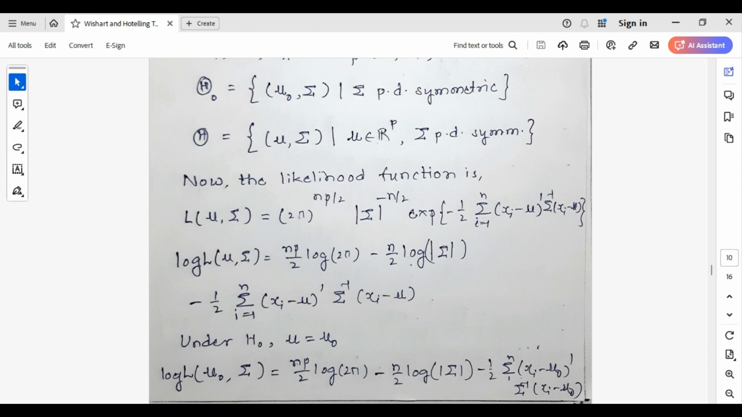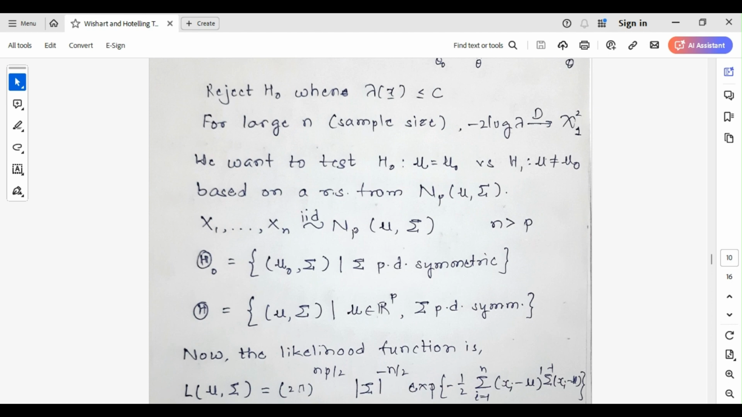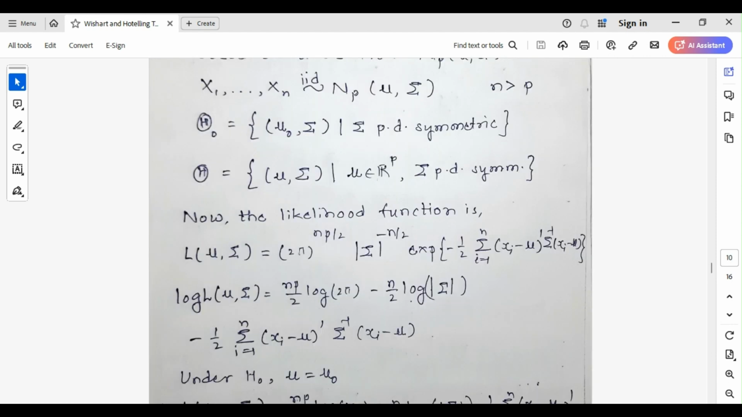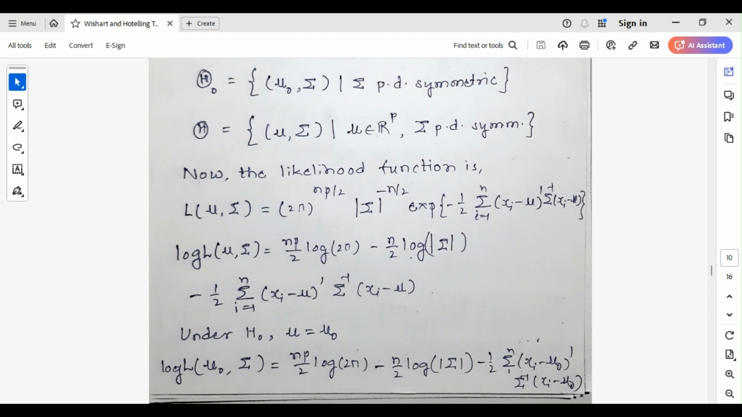Now, because the hypothesis is H naught: mu equal to mu naught, it contains only one point. So the likelihood function under H naught will be the log likelihood function at mu naught and sigma. I'm sorry, this hypothesis is still not a simple hypothesis because sigma is still unknown. So the log likelihood function under H naught will be like this. We will simply substitute mu equal to mu naught.